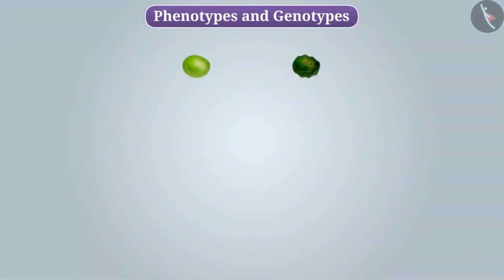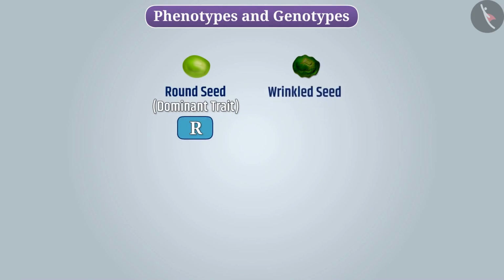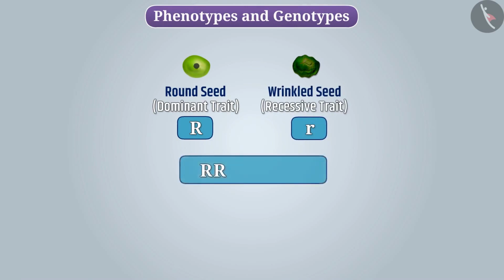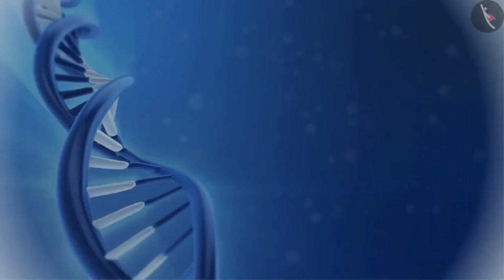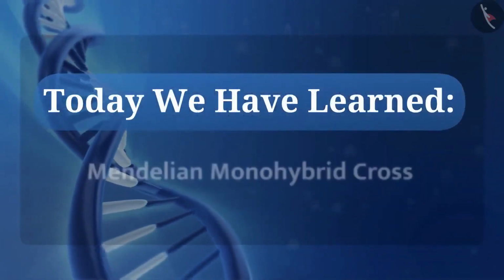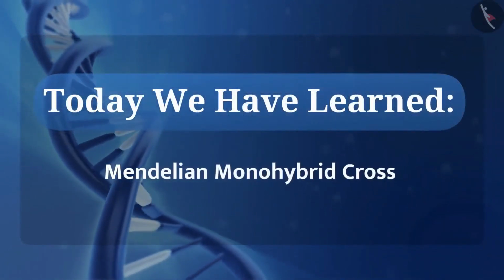Now suppose the round trait, which is expressed as R, is dominant for the seeds, and the wrinkled trait, which is expressed as r, is recessive. Then what will be the result of breeding between the plant having RR genotype and a plant having rr genotype? Try this with the help of Punnett square. So today we have learned Mendelian monohybrid cross.